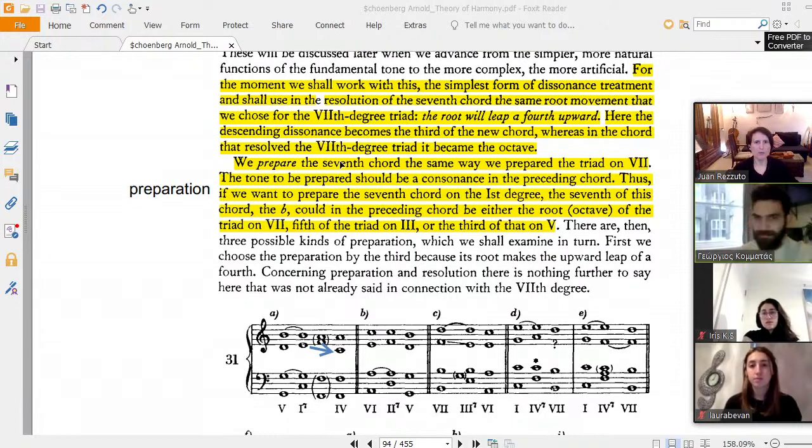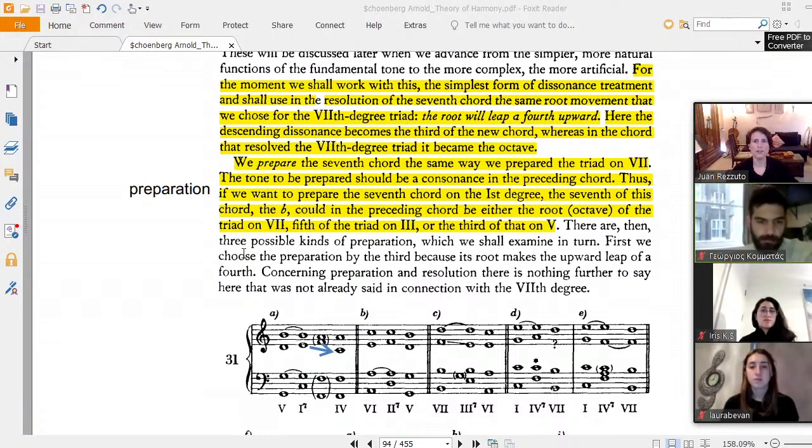Now we prepare the seventh chord. We prepare it the same way we prepared the triad on the seventh. The tone to be prepared should be a consonance in the preceding chord. Thus, if we want to prepare the seventh of the chord of the first degree, the B, it could in the preceding chord be either the root of the triad of the seventh, the fifth of the triad of the third, or the third of that on the fifth.